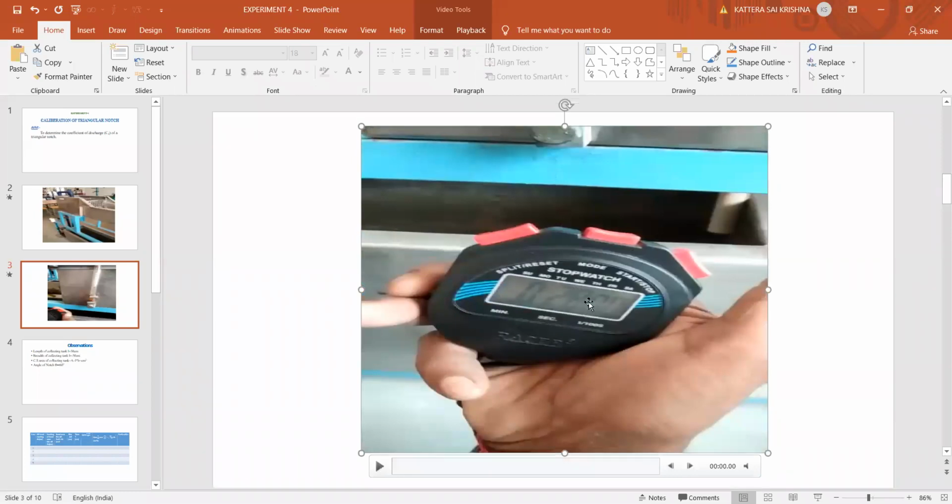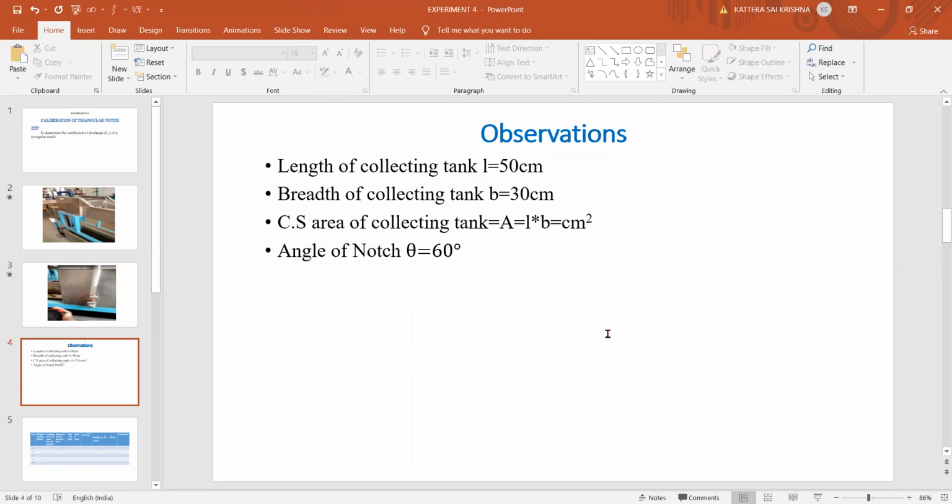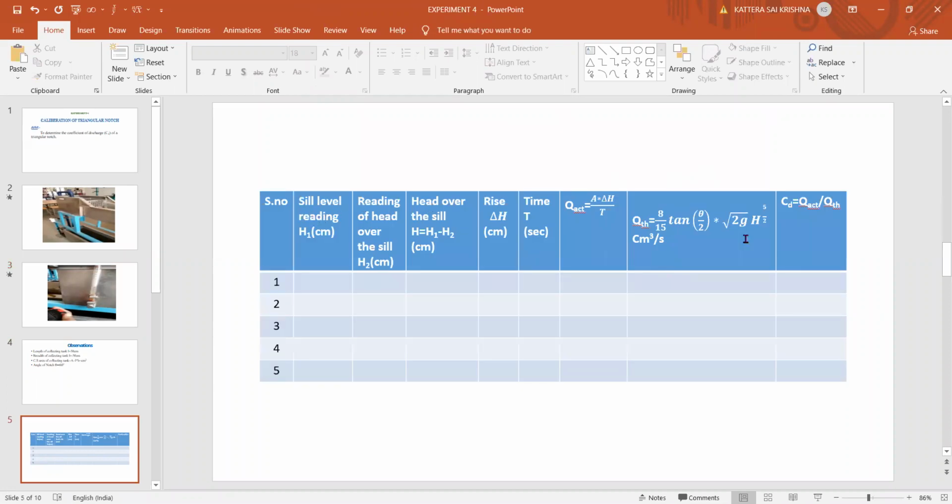Okay. So first, please everybody copy this tabular column in your observation notes. Just hold on a second. Yes, after copying the tabular column, just inform me. We'll start the calculation part.